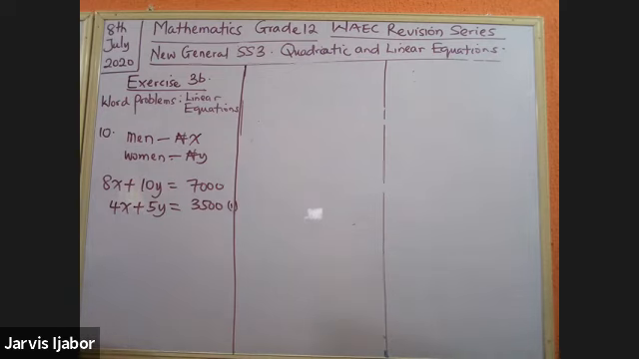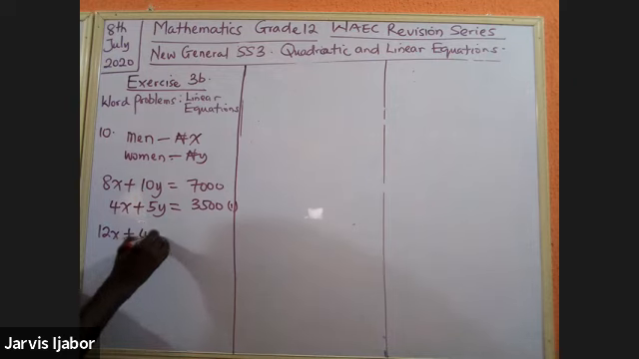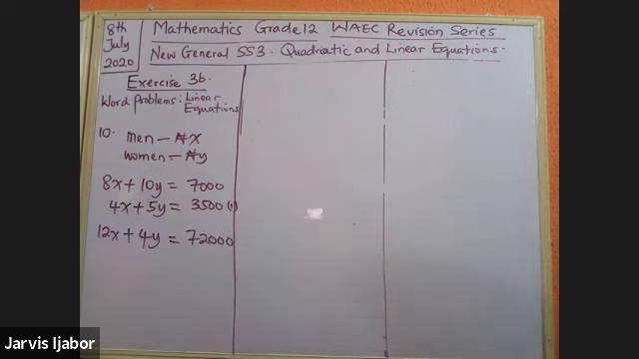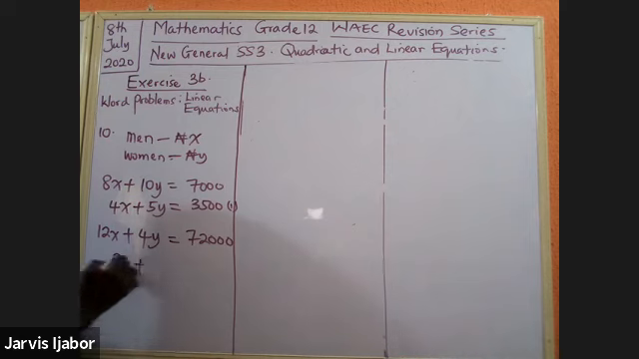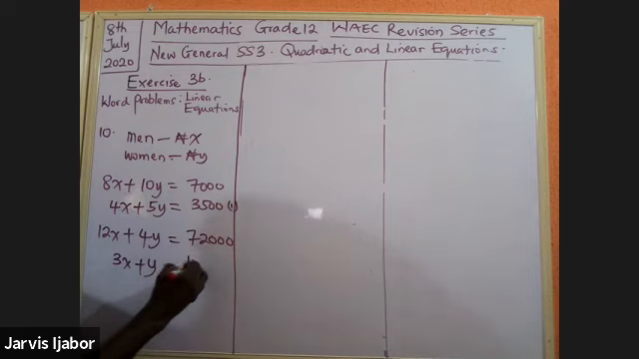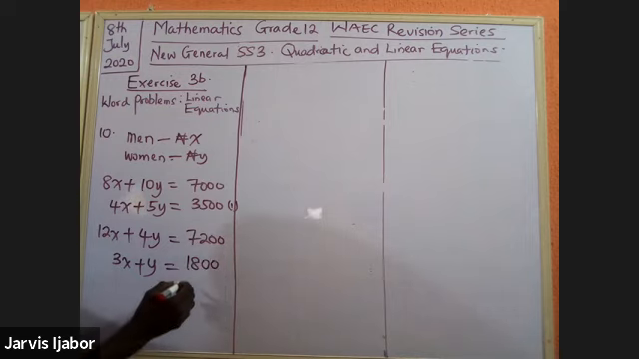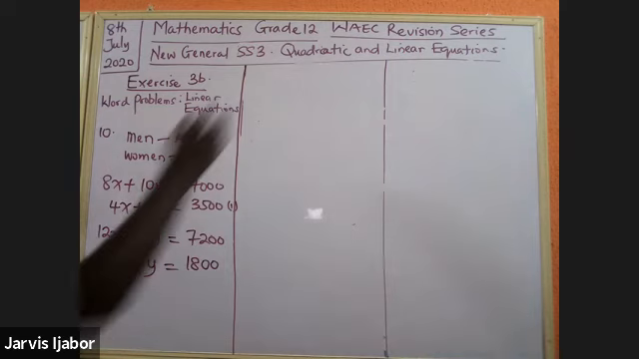The next one, it says at another meeting, there were 12 men, 12x, and what? 4 women, 4y, and the total was 7,200. So what do you do at this point? Divide through by what? 4. If I divide through by 4, I'm going to get 3x plus y equal to what? Sorry, this is 18,000. Hope I'm right too. Yes, so that'll be 1,800. So you have 2 equations now.